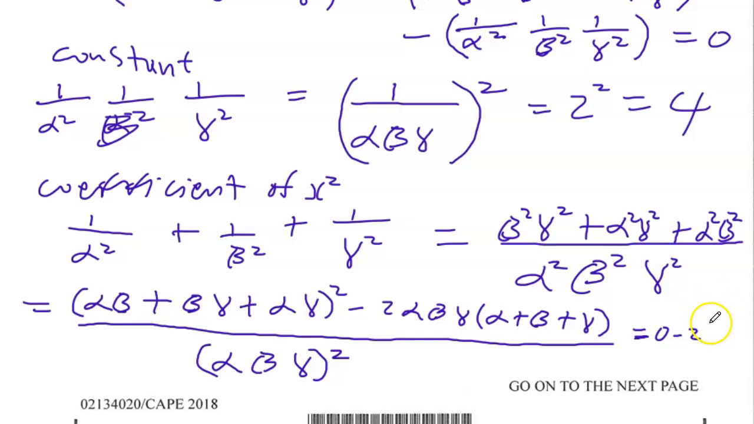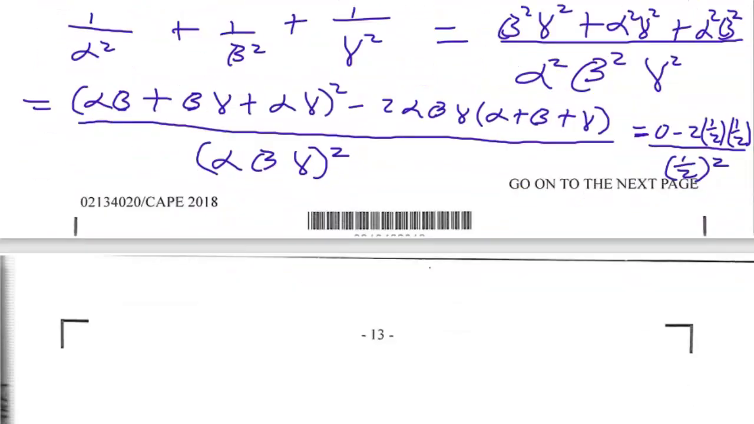So 2 times half times half, all upon this, all upon the square of the product, which was... remember, the product was half, so we square half. Alright, now this works out to be what now?